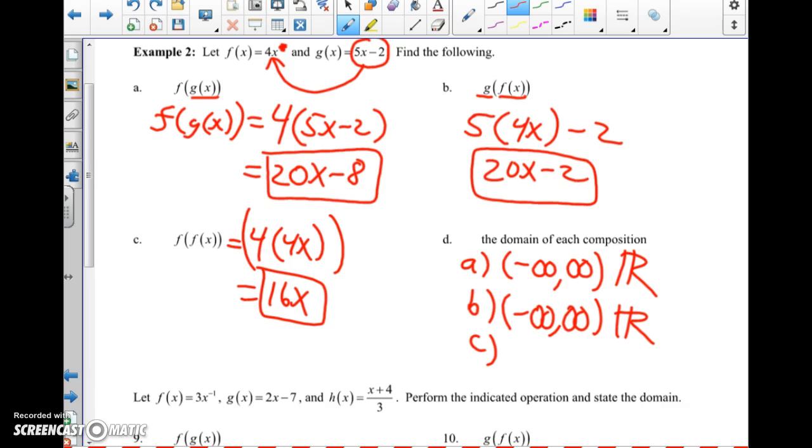So what's the domain of f of x? Negative infinity, positive infinity, the set of real numbers. So what's the range of f of x? Negative infinity, positive infinity, the set of real numbers. That's right. Okay, now we've gone through that. Like I said, tomorrow that's going to be really important to understand.